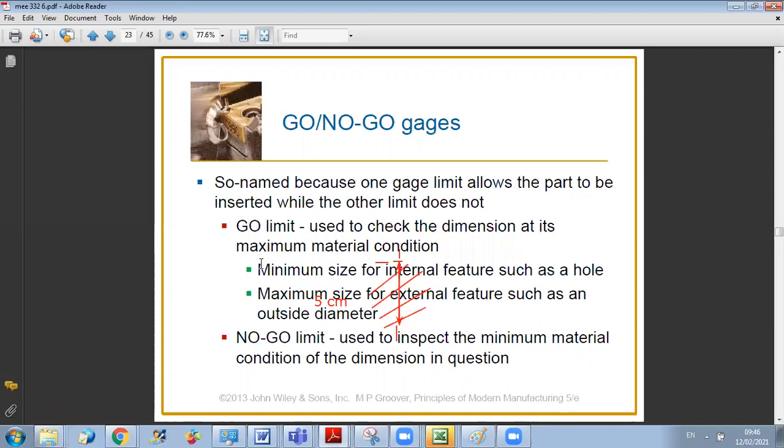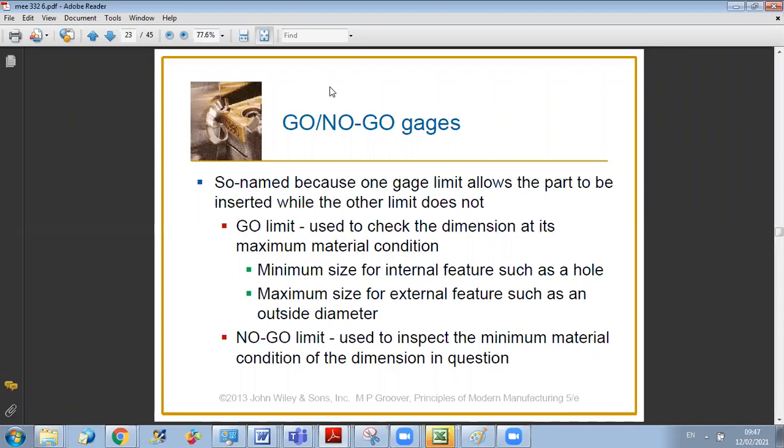So we say that the go limit is used to check the maximum material condition, while the no-go limit is used to inspect the minimum material condition. And in this case, if you are measuring an internal feature, then the go limit will give you the minimum size for the internal feature, while it will give you the maximum size for the external feature. This is why we say that it's a measurement of the maximum material condition.